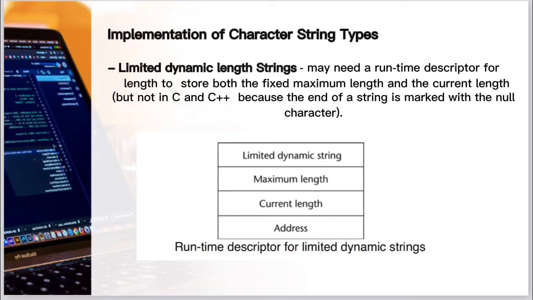Limited dynamic length strings may need a runtime descriptor for length to store both the fixed maximum length and the current length, but not in C and C++ because the end of a string is marked with a null character. As you can see in the table, limited dynamic string: maximum length, current length, and address. This is the runtime descriptor for limited dynamic strings.